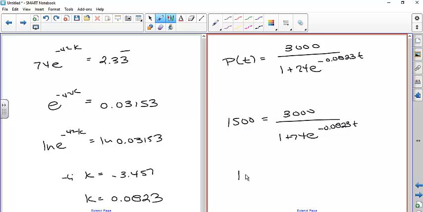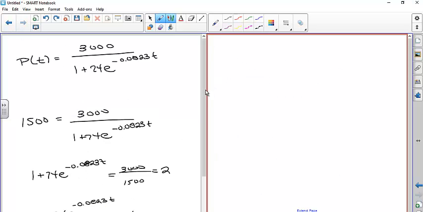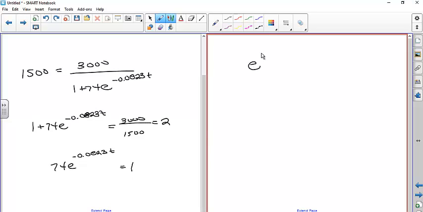Okay, so switch the numerator and the denominators from opposite sides. So you get 3000 divided by 1500, which is 2. Subtract 1 from both sides. You get 2 minus 1 is 1. Then you divide both sides by 74 to get e without any number in front except for 1. So you get 1 over 74, whatever that is.